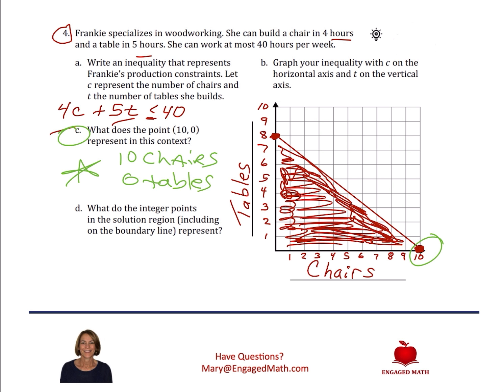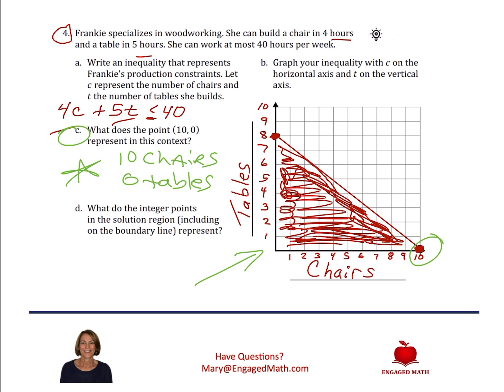Okay, part D, it says, what do the integer points in the solution region, including on the boundary line, represent? In other words, every single red point in this graph. So what that represents is the points with whole number coordinates in the solution region represent all the possible combinations of chairs and tables Frankie can build in a 40-hour week. Points on the boundary line, right on that red line, represent combinations where Frankie used every one of her 40 hours.